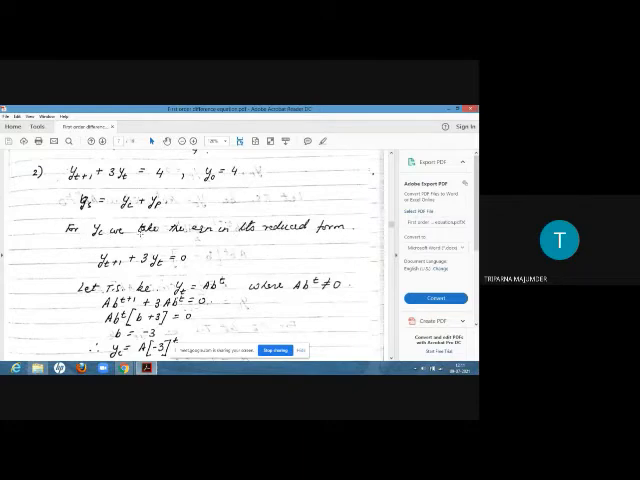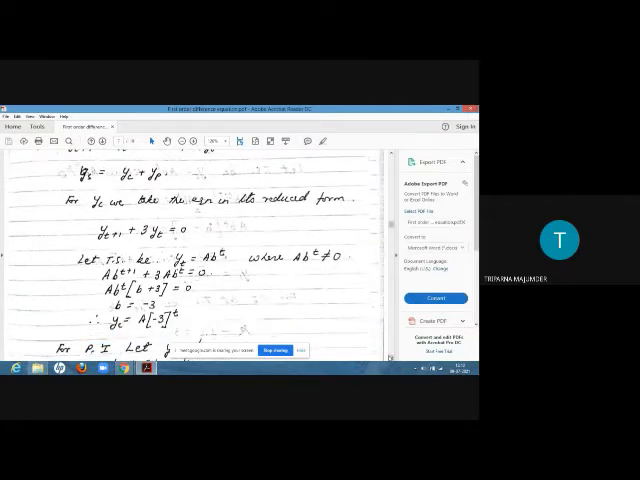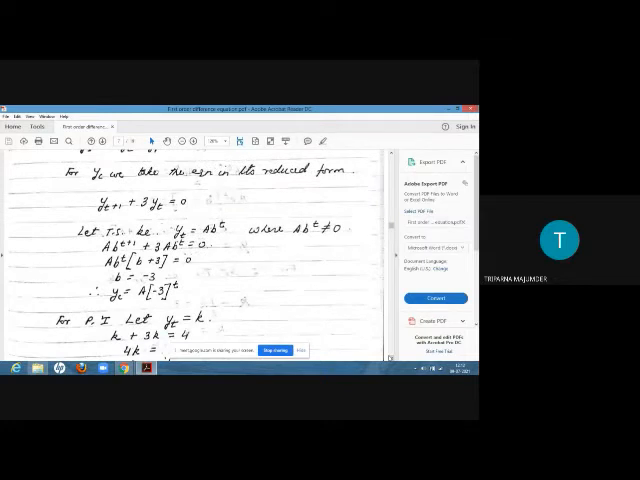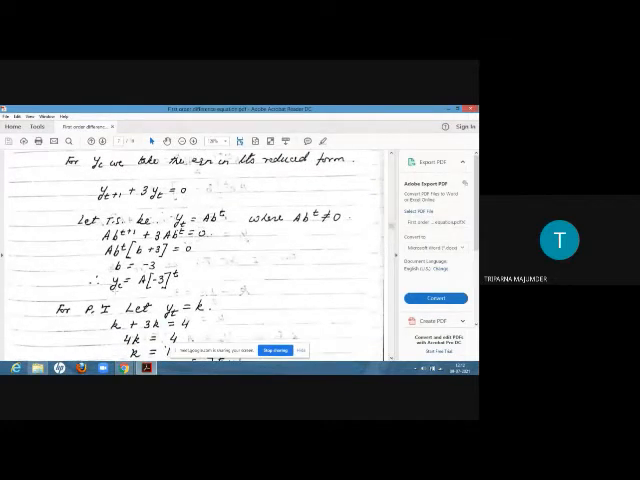Then go on to these steps. For yc, we take the equation in its reduced form, which is yt plus 1 plus 3yt is equal to 0. Let the trial solution be yt is equal to ab to the power t, where ab to the power t is not equal to 0. We once again substitute, like the previous example, and get yc to be a into minus 3 to the power t.